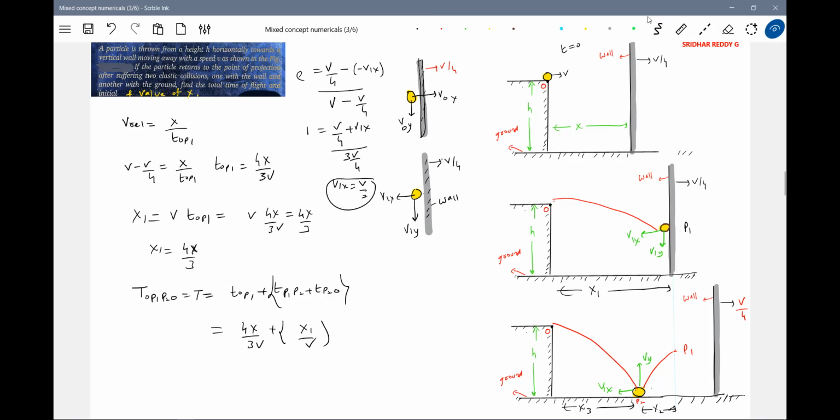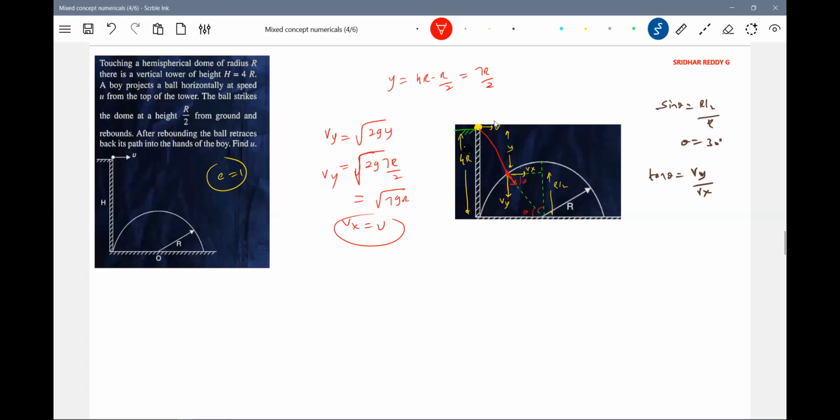The horizontal component of velocity has to remain the same, U only. Finding U is what's asked. So tan theta, I'll substitute: 1 by root 3. Vy is equal to root 7gR. This is U. The mathematics is very simple, but if it strikes normally, then only it can retrace the path.